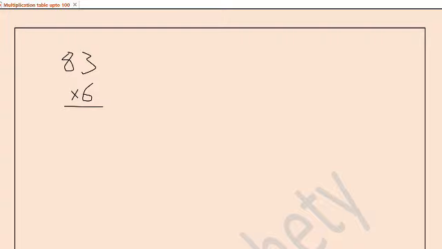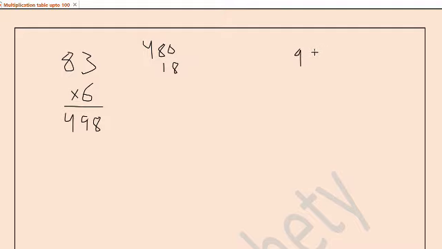The answer is 498. Let us check. In place of this 3, I have put 0, and 80 into 6 is 480 in my mind. Never write while doing Vedic maths. The whole purpose of Vedic maths is doing everything mentally. And then 6 threes are 18. So 480 plus 18 will give you 498. So if your answer is 498, congratulations. Another question, let us see.